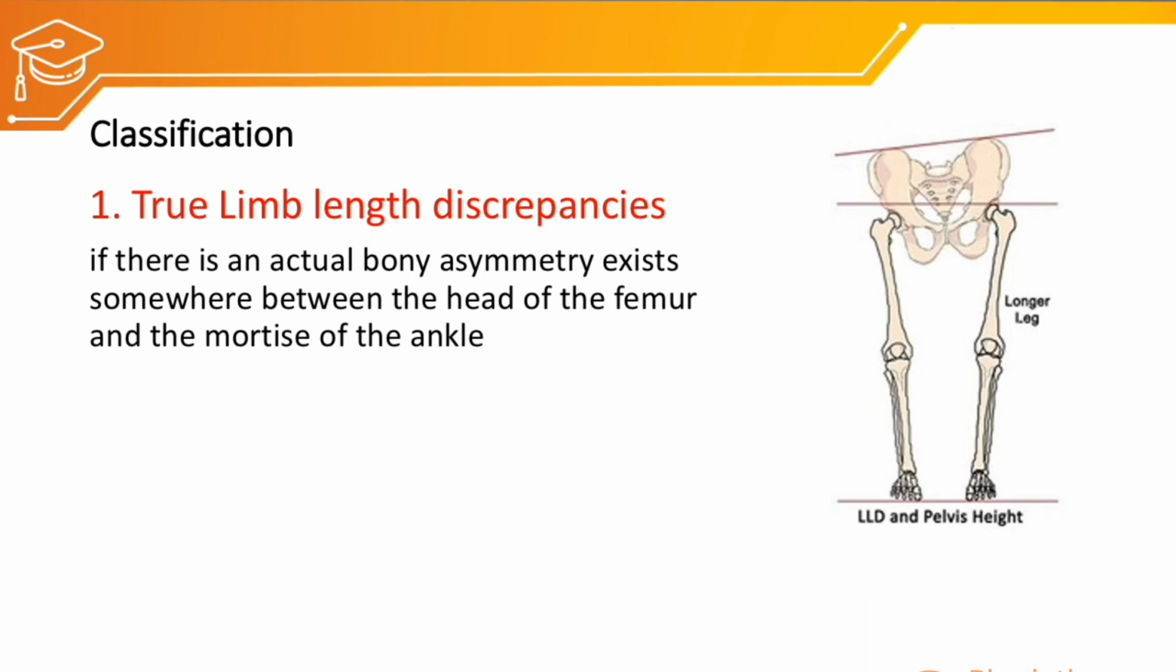For example, if the femur of one side is shorter than the femur of the other side, it is called true limb length discrepancy because there is a difference in the length of the bone. Another example could be that the length of the tibia on one side is longer or shorter than the length of the tibia of the other side.